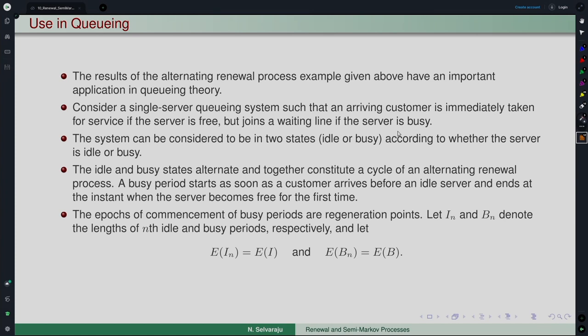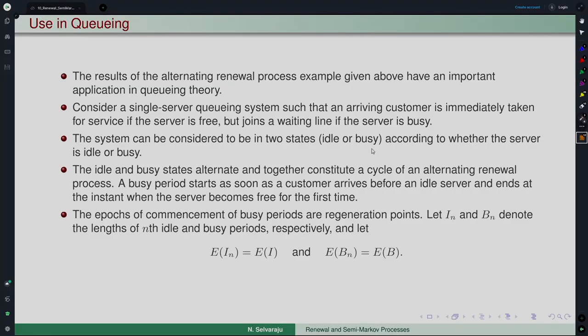Okay. So, the system can be considered to be in two states, idle and busy, according to whether the server is idle or busy. The idle and busy states alternate and together constitute a cycle of an alternating renewal process. That is what we set as a busy cycle. You recall busy period, idle period and busy cycle. That is basically the cycle of the alternating renewal process.